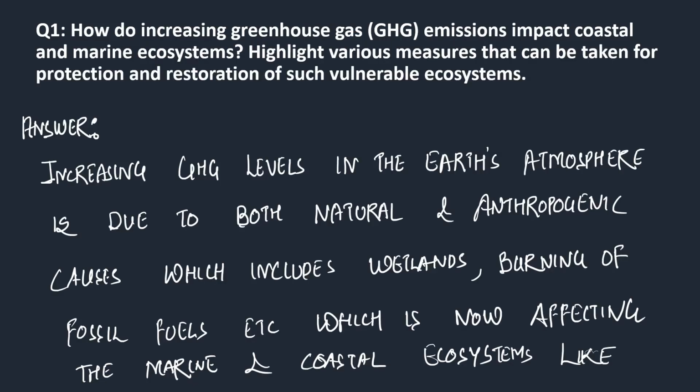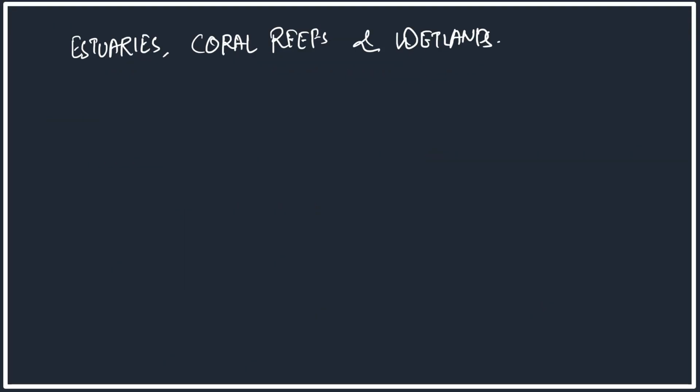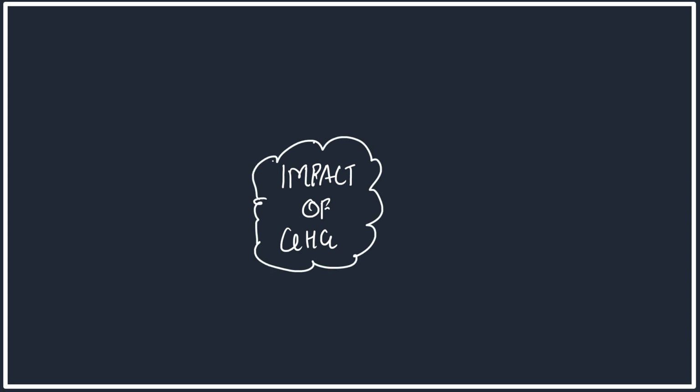All right. What are the causes? Both anthropogenic and natural, which include fossil fuel burning, wetlands, etc., and which in turn is now affecting the marine and coastal ecosystem like coral reefs and estuaries. Clear? Now let's see how it is impacting. So you can write impact of greenhouse gases. Clear?